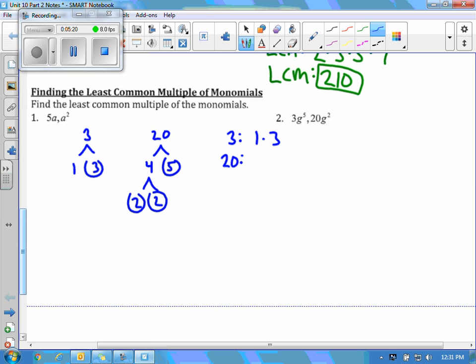For 20, I have 2 times 2 times 5. Now, for the variable part for this, I'm going to leave it and show you a shortcut for that. So, I can go ahead and see if I have anything in common. If you look, 3 and 20 don't have any factors in common.